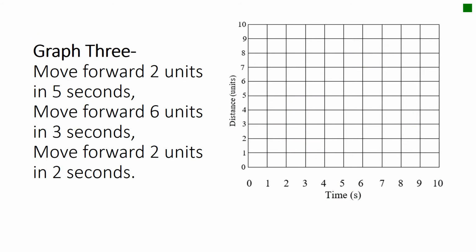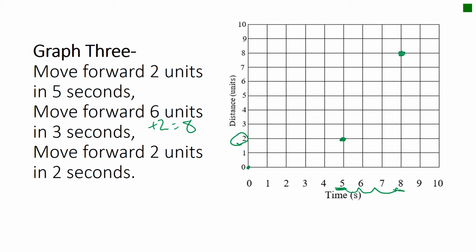Graph 3. First off, it says I'm going to start at 0, 0. And then it says I move forward 2 units in 5 seconds. So at 5 seconds, I move 2 units. Then I move forward 6 units in 3 seconds. So instead of 5 seconds, I'm now at 8 seconds because that's 3 more seconds. And instead of 2 units, I go up 6 more, which means I'm at a total of 8. So I'm at 8, 8.